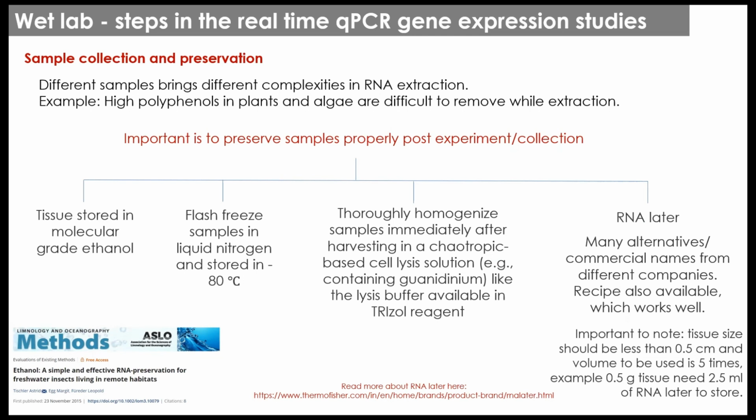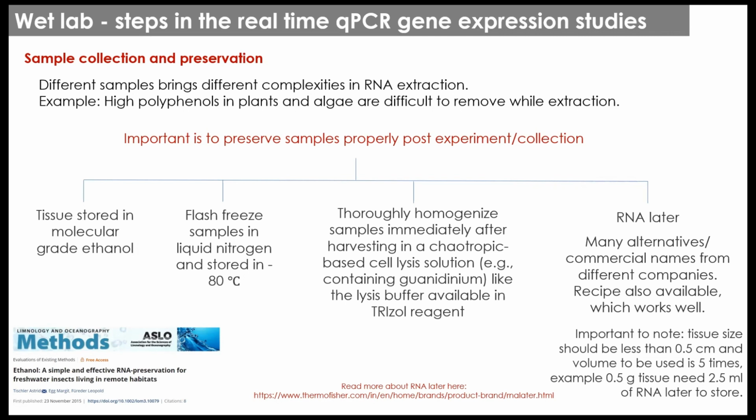The most famous, or the most used way to preserve the sample is RNAlater. RNAlater is a very high salt containing preservative. Many different alternative commercial names are there for RNAlater. Different companies have patents for different names, and there are also recipes available online. If you go to buy RNAlater, it may sometimes be very expensive. You can also make it in the lab and it works very well. So I have given you the reference here to learn more about RNAlater from the Thermo Fisher website.